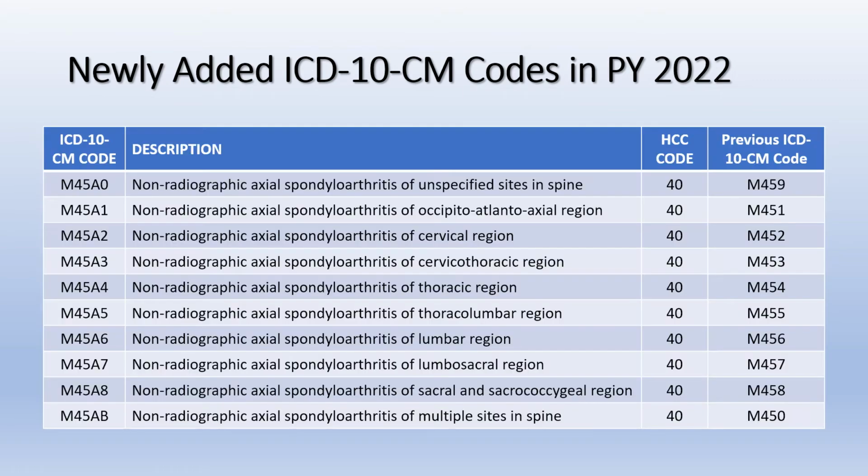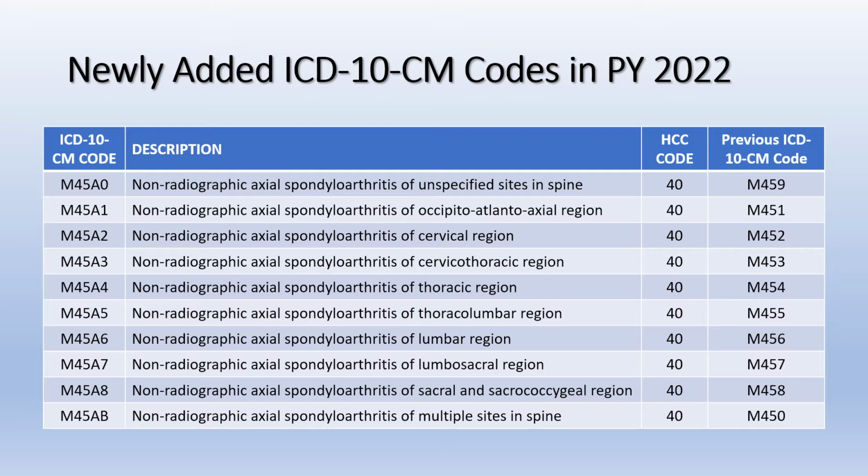9 codes are being added to cover non-radiographic axial spondyloarthritis by site, M45A1 to M45AB, an expansion of low back pain into codes M5450, unspecified, and M5441, vertebrogenic low back pain. M45A0 replaces the M459, ankylosing spondylitis of unspecified sites in spine. M45A1 replaces the M451, ankylosing spondylitis of occipito-atlantoaxial region.